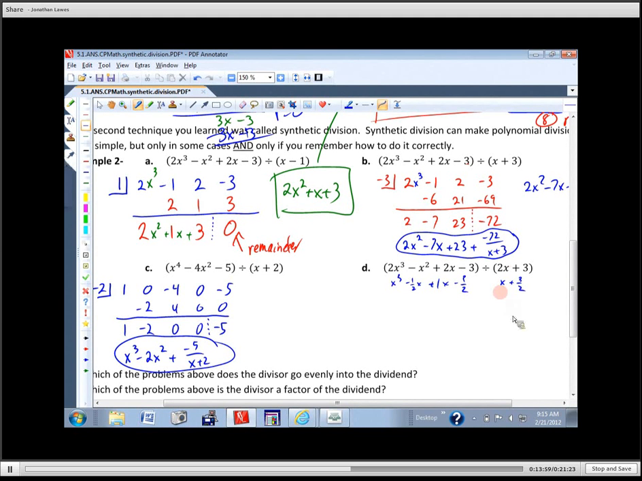So on this one, what method would you be stuck with? You're going to do long division. So you're going to do 2x plus 3 on the outside of the box. We still make sure we have all the powers represented. Okay? So don't ever skip that step. And then just make sure you keep it nice, neat, and organized.